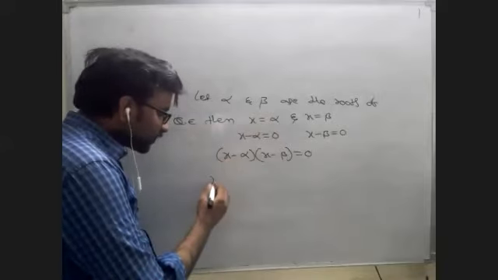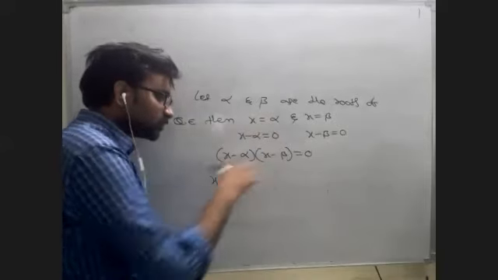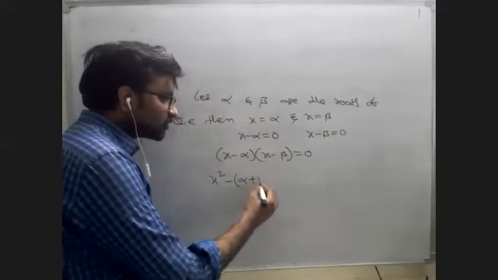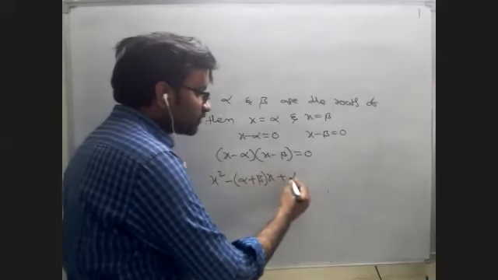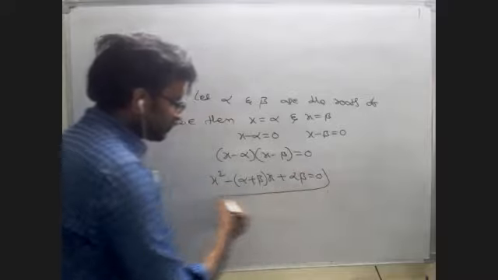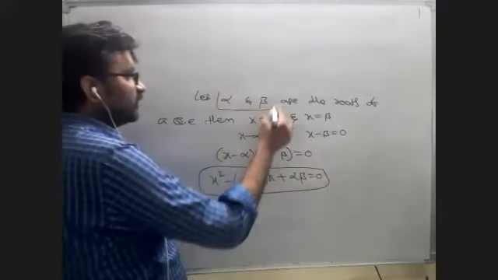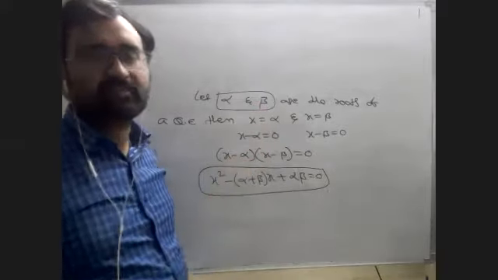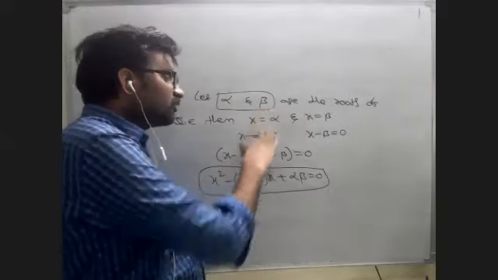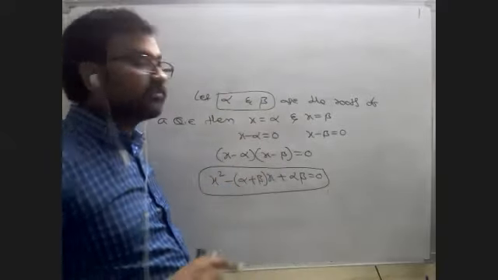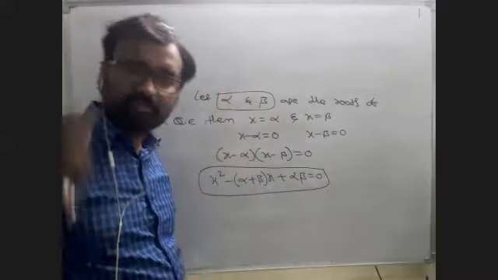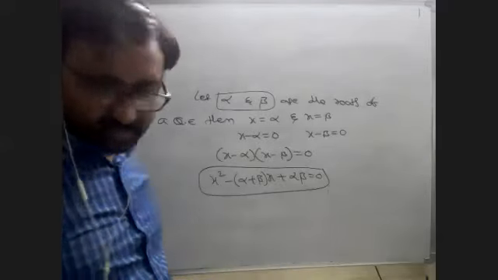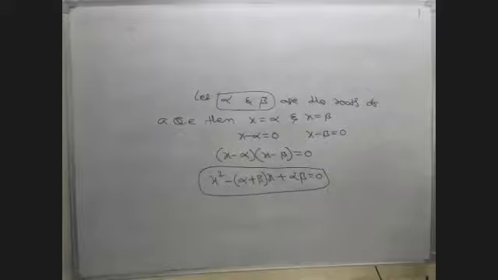By expanding this you will get x square minus alpha plus beta into x plus alpha beta equal to 0. This is the quadratic equation if given two roots alpha and beta. If you forget this one, just follow this process and you will get the quadratic equation. Either remember this or follow this process, any one of these two is enough. If given two roots of a quadratic equation, to form the quadratic equation, this is the process. Understand? Now this is the third one. Today we are going to discuss this one also.